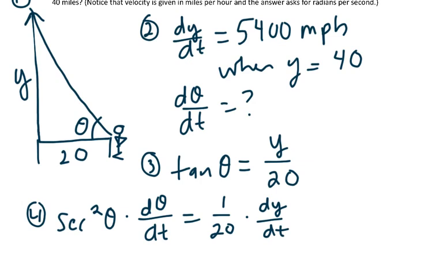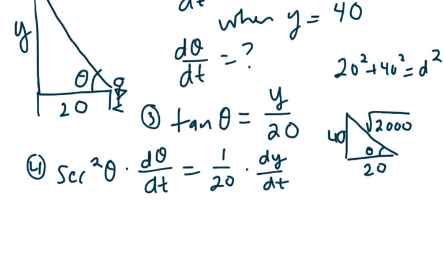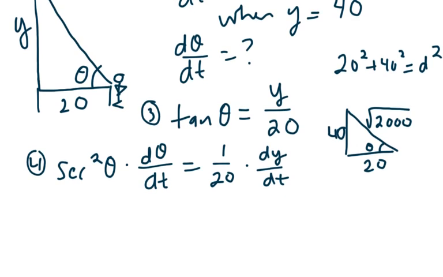The problem is we don't really know what theta is. So at this particular moment in time, we have 20, we have 40, and we have theta. We can find that third side using the Pythagorean theorem. If you use the Pythagorean theorem, you can find that third side: 20 squared plus 40 squared is d squared, for instance. Okay, so I'm going to plug in everything I know.